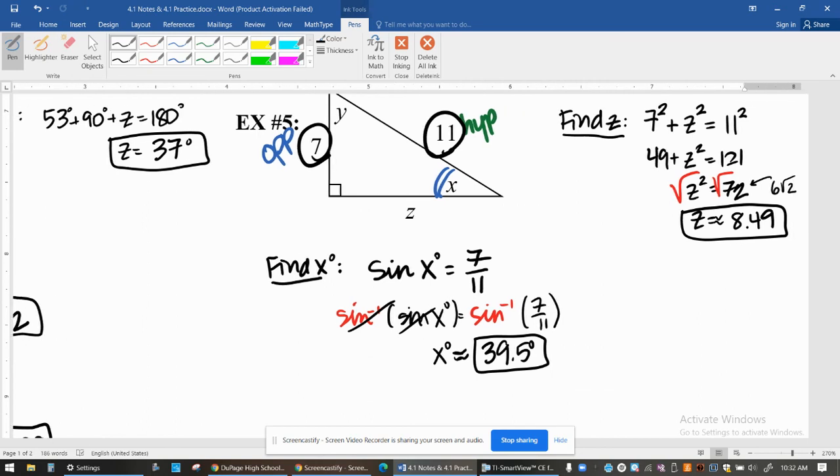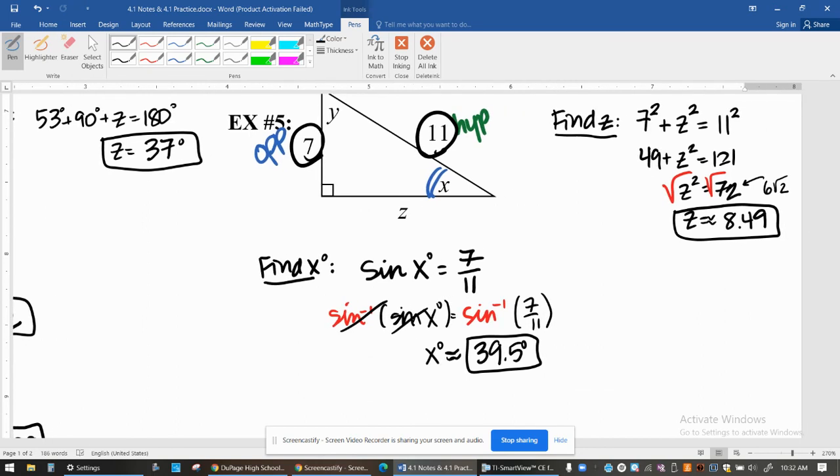Now I'm going to set up an equation from the point of view of y, using the 7 and the 11, okay? Well, the hypotenuse is always going to be the hypotenuse, guys, but depending on your point of view for the other two angles besides the 90 degrees, you have to ask yourself, is it opposite or adjacent? So opposite and adjacent change depending on which angle you're looking at. The hypotenuse never changes because it's always across from 90 degrees.